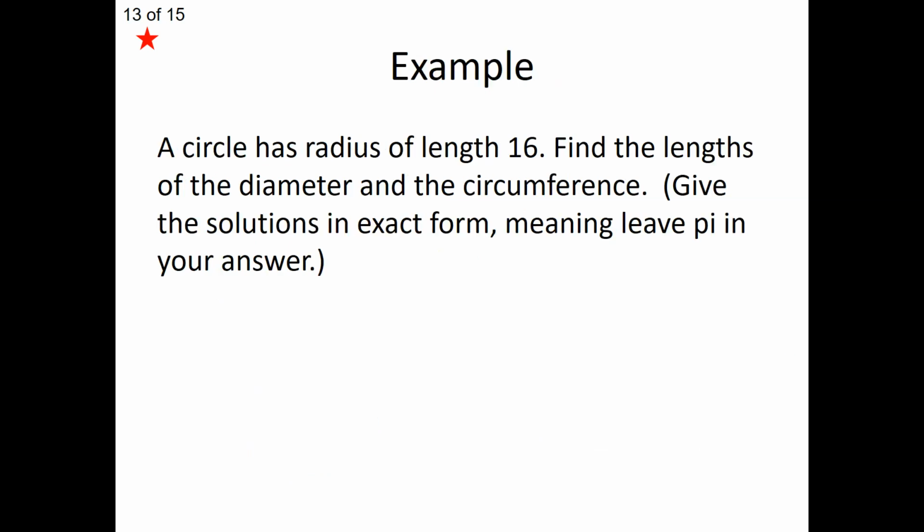So in these last several slides, we're going to do some examples finding missing measures inside of a circle. Now here's the beautiful part about a circle. All I need to do is give you one measure, and you can tell me the rest. For example, in this slide I'm going to give you the measure of the radius. With the measure of the radius, you can give me the length of the diameter and the length of the circumference. And we're going to give our solutions in exact form, meaning we'll leave pi in our answer.